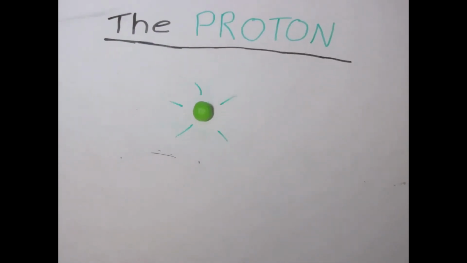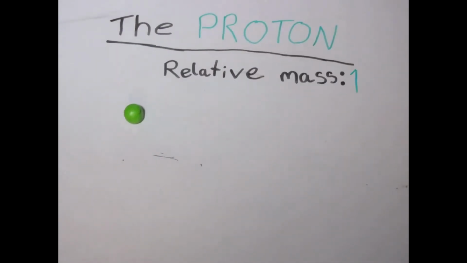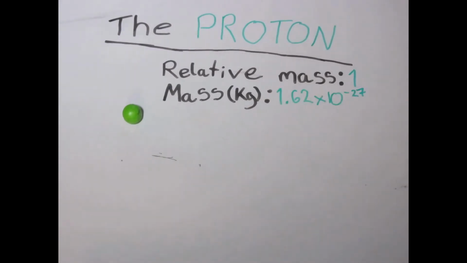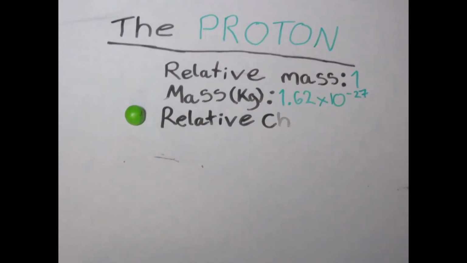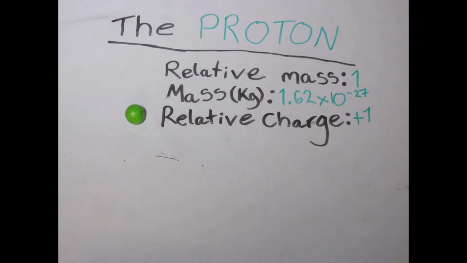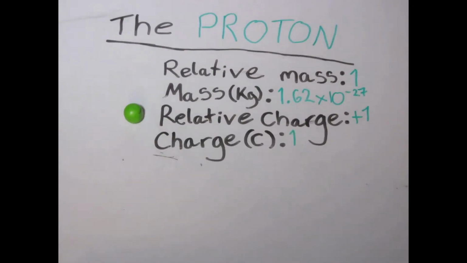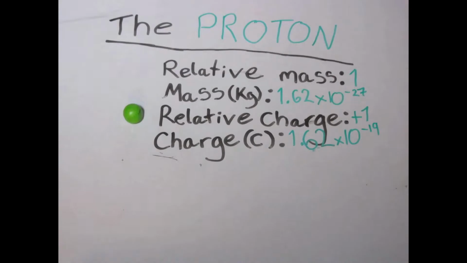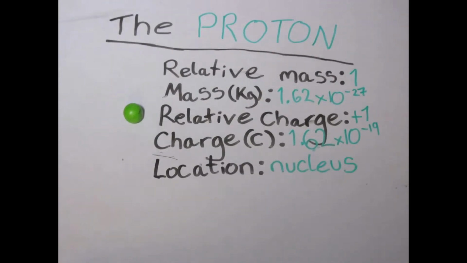So let's have a look at the proton. It has a relative mass of 1, an actual mass in kilograms of 1.62 times 10 to the minus 27, a relative charge of plus 1, a charge in coulombs of 1.62 times 10 to the minus 19, and is located in the nucleus.